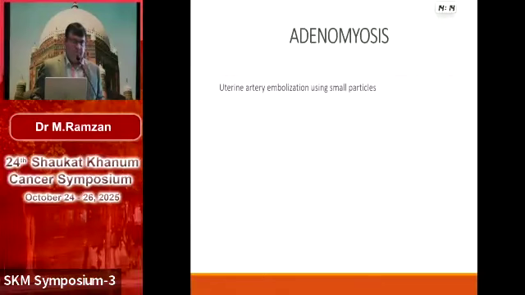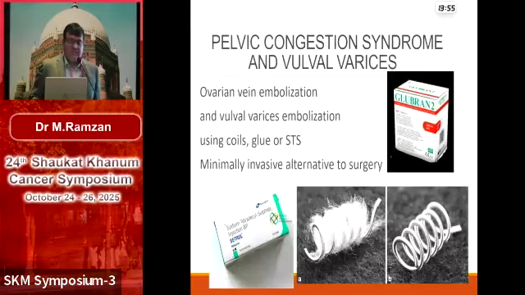Adenomyosis is a difficult thing to treat, actually. In these cases, we can do uterine artery embolization, and the success rate is more than 70%. We particularly use small particles in such cases, and the outcome is really good, because in the past, people were offered hysterectomy in such cases.